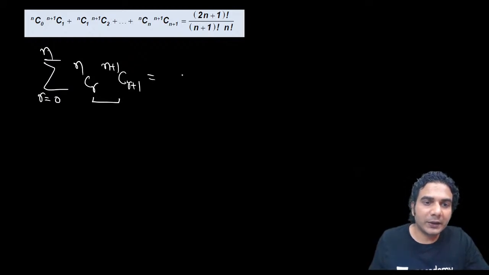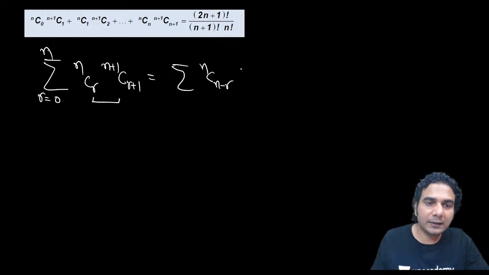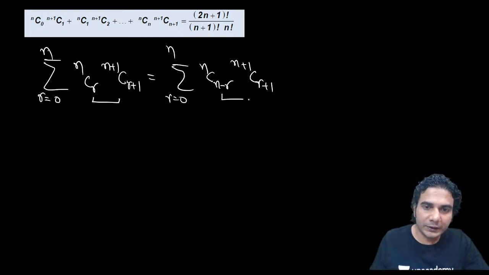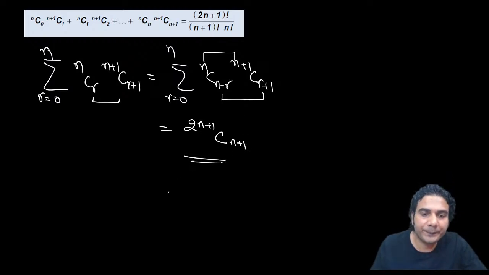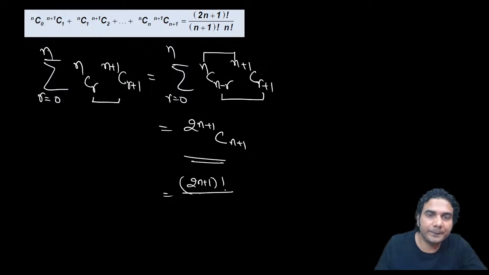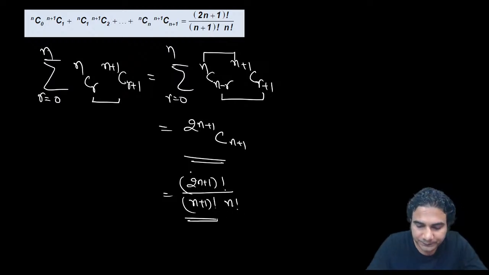All right. So again change it. So write nC(n minus r) and write this (n plus 1)C(r plus 1) as it is. All right. r is starting from 0 to n. So now this sum is constant. This sum is n plus 1 and this sum is 2n plus 1. So it is going to be (2n plus 1)C(n plus 1). All right. So that is your answer. So this is (2n plus 1) factorial divided by (n plus 1) factorial, and 2n minus (n plus 1) is n factorial, right? This is your answer.